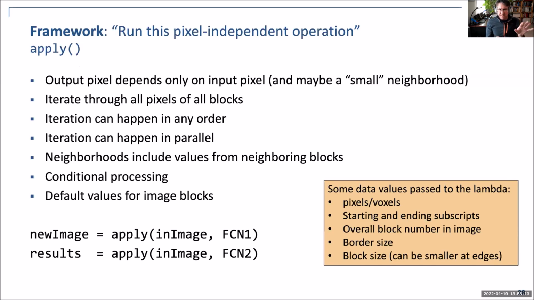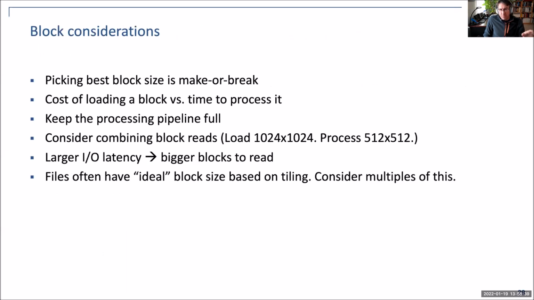So in MATLAB, FCN can be a function handle or an anonymous function. In another language, it could be a function pointer or any other kind of lambda or closure, right? And so the results can be images or data per block. So it could be an image or a histogram. It could be feature descriptors. It could be a text description. It could be anything.